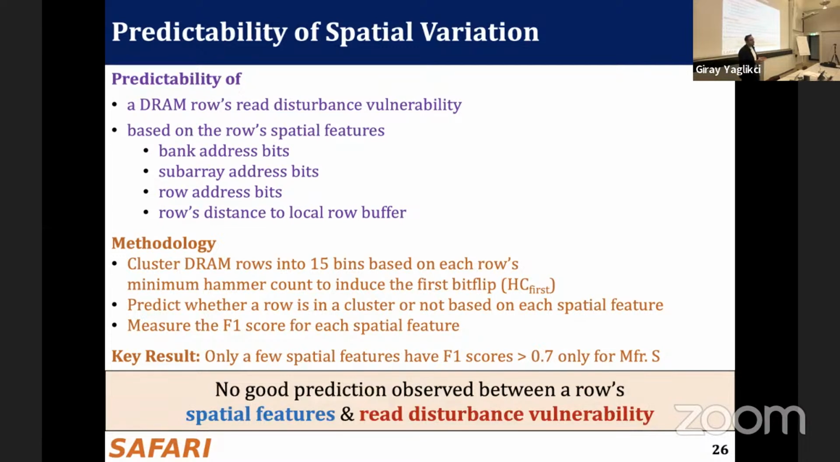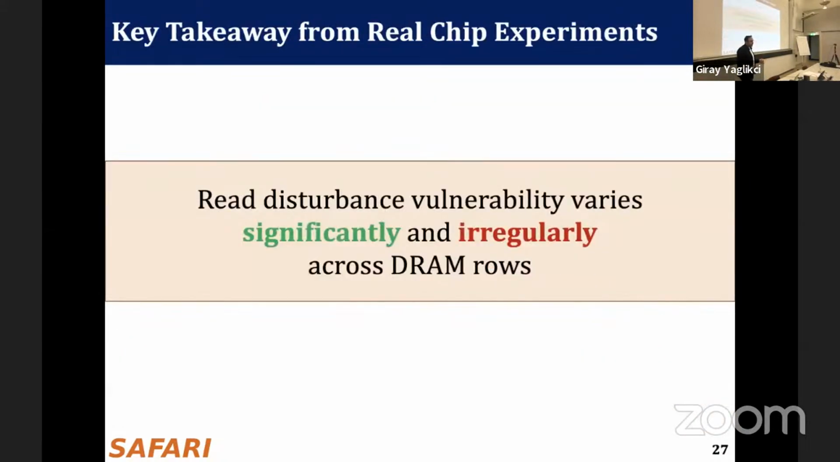So this is an open research problem. It doesn't mean that there is no feature that we can use to predict, or that there is no correlation. You might look at the data, analyze it in a better way, and find a better correlation or relation in between. So the disturbance vulnerability, as far as we can investigate, very significantly and irregularly varies across DRAM rows.